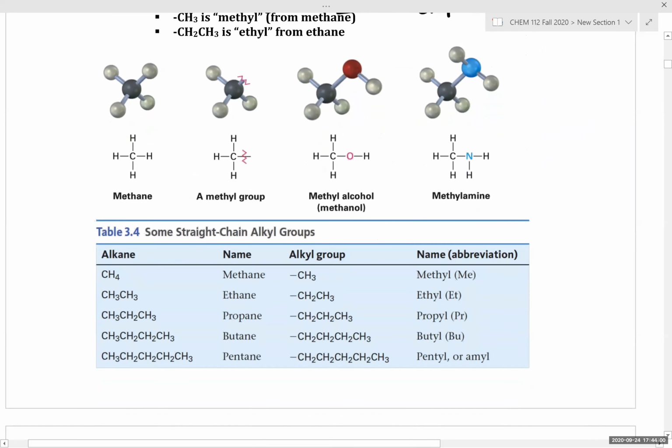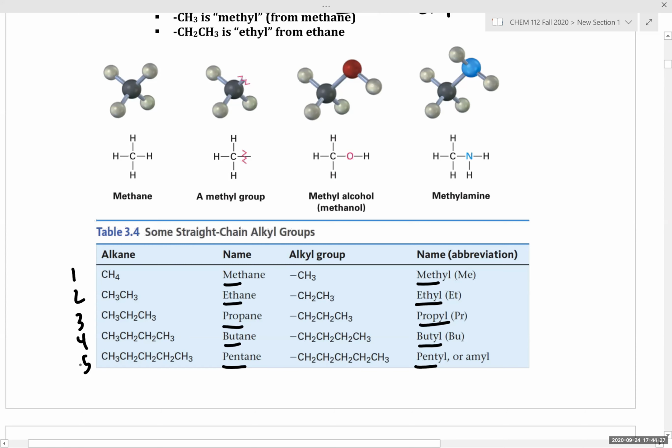Now, here are some common straight chain alkyl groups. So methane turns into methyl, ethane turns into ethyl, propane, propyl, butane, butyl, pentane, pentyl. 1, 2, 3, 4, 5 carbons. Each prefix corresponds to a unique number of carbons.